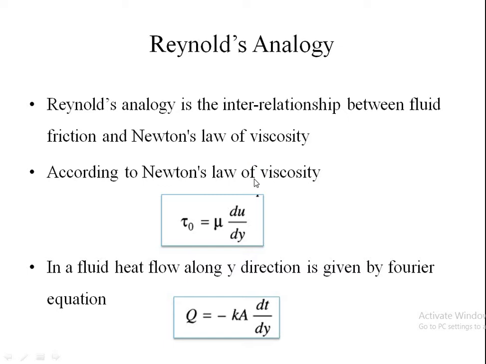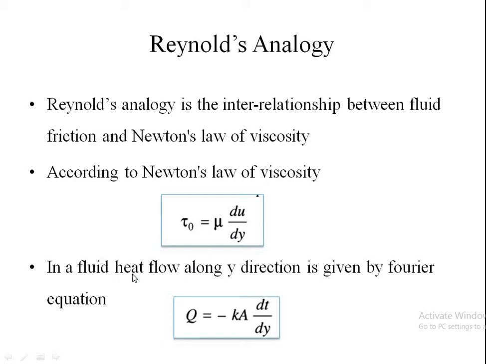According to Newton's law of viscosity, the shear stress will be given as tau naught is equal to mu multiplied by du divided by dy, where tau naught is a shear stress, mu is nothing but dynamic viscosity, du is the change in velocity, and dy is the change in length in a vertical direction. So du divided by dy is nothing but change in velocity with respect to change in length.